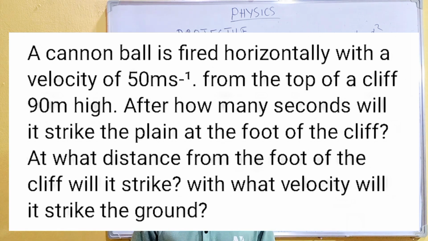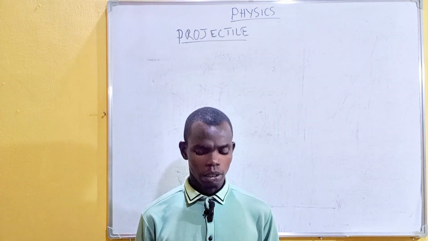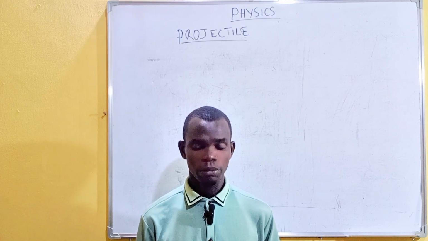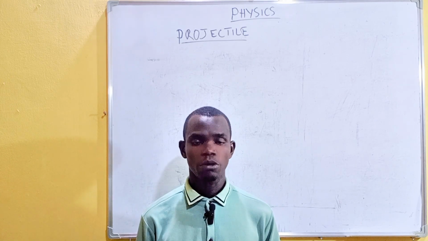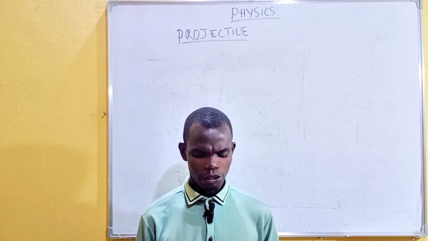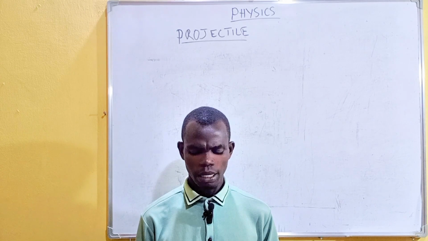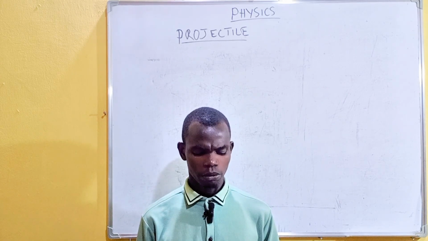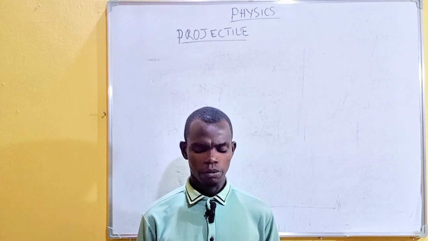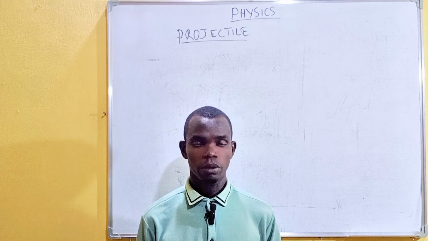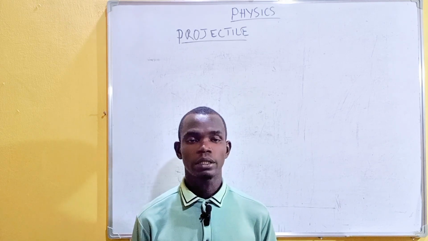Let's look at another question. Question 2. A cannonball is fired horizontally with a velocity of 50 meters per second from the top of a cliff 90 meters high. After how many seconds will it strike the plane at the foot of the cliff? At what distance from the foot of the cliff will it strike? With what velocity will it strike the ground?